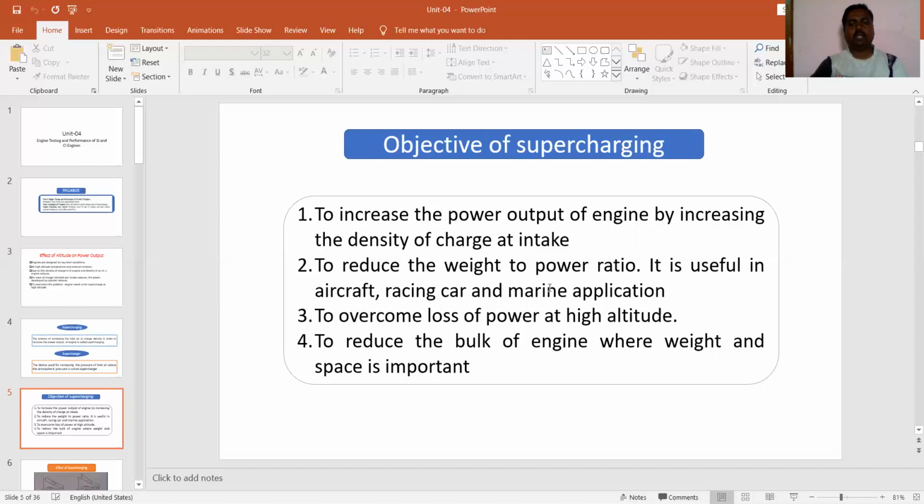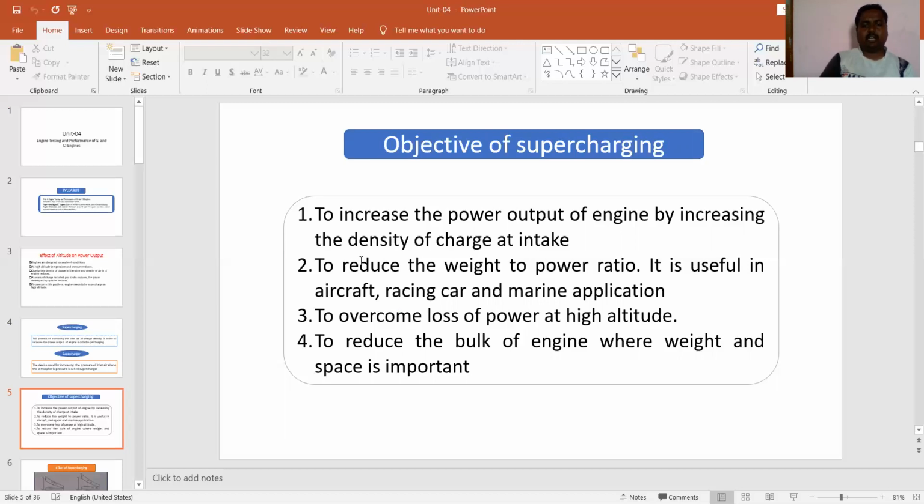Second is to reduce the weight to power ratio. Suppose you take an aircraft engine, the engine used in an aircraft. In that case, the aircraft always travels at high altitude, and we require more power.